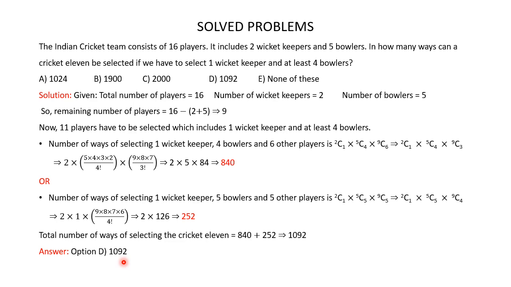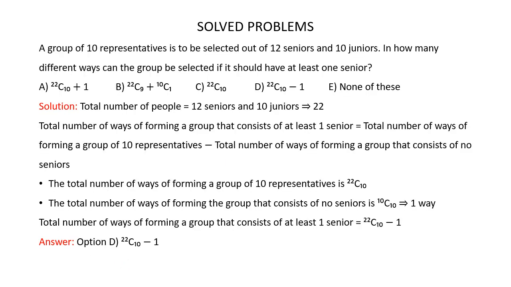1092. A group of 10 representatives is to be selected out of 12 seniors and 10 juniors. In how many different ways can the group be selected if it should have at least one senior? Here you are given 5 options and you have to find out which of these options is the correct one.